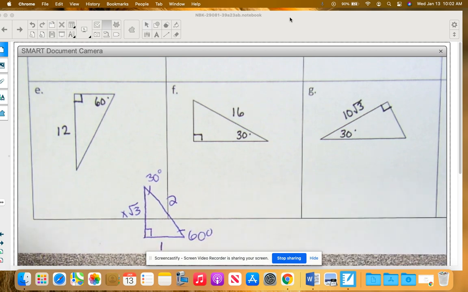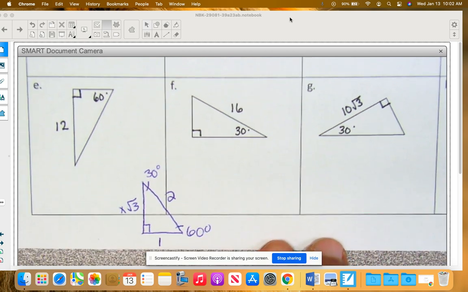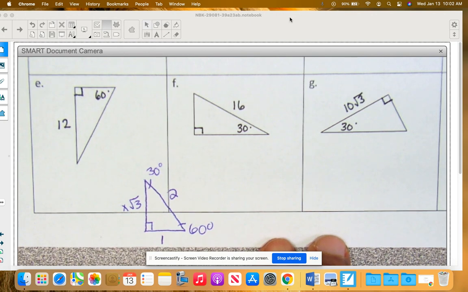All right, I'm back with some additional examples for the 30, 60, 90 triangle. They are a little more, I wouldn't say hard, but they're more work than the 45, 45, 90 degree triangle. So I wanted to take a look at a few more 30, 60, 90 degree triangles.